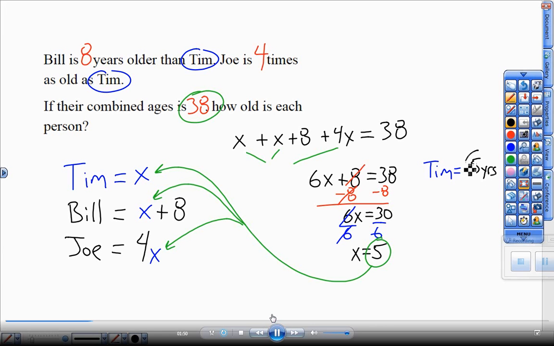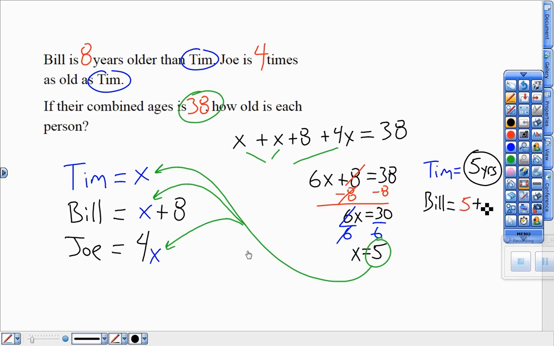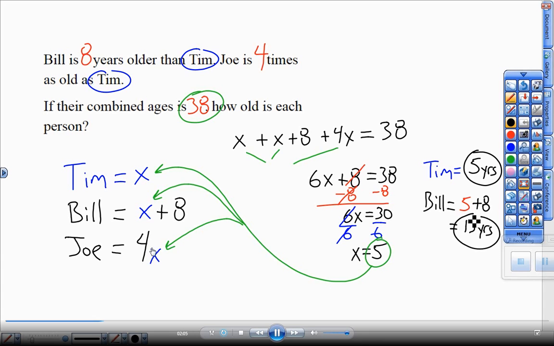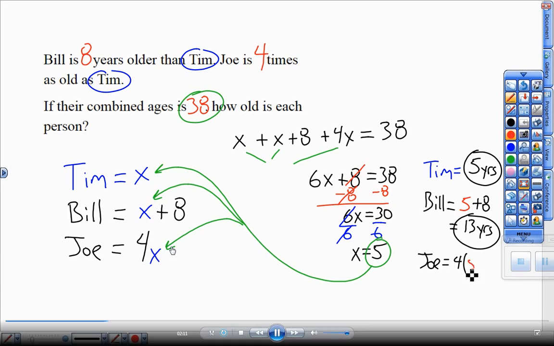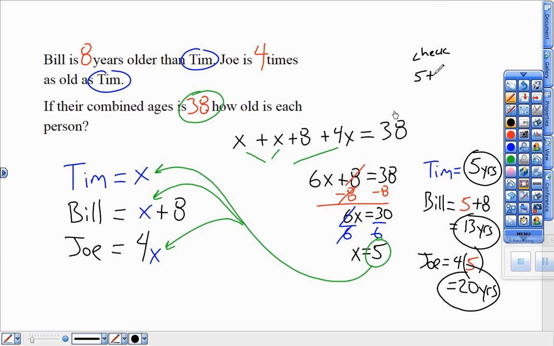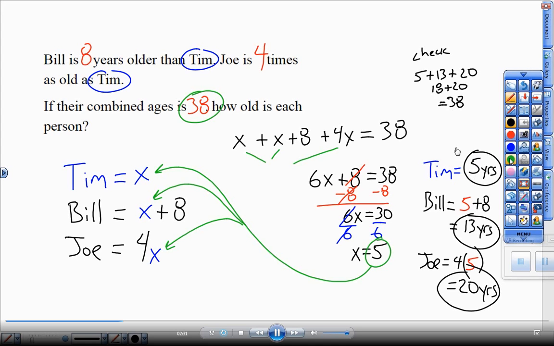And then for Bill, if I put that 5 right there for x, I'll get 5 plus 8, which gives me Bill's age, 13. And then if I take that same 5 and put it right here for Joe, 4 times that 5 gives me 20. If I want to double check, I take all those ages, Joe's age of 20 years, Bill's age of 13 years, Tim's age of 5, and if I add these up, it should equal 38. In fact, it does. 5 plus 13 is 18, plus that 20 is 38. So you could always check on these to see if you're right.